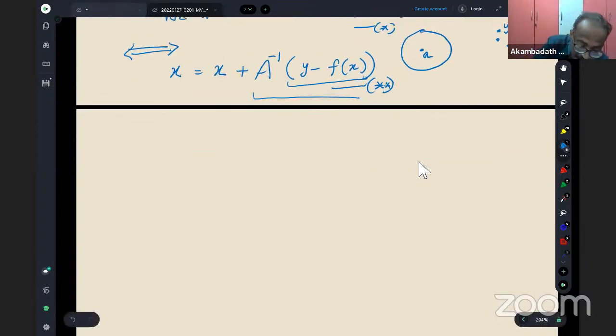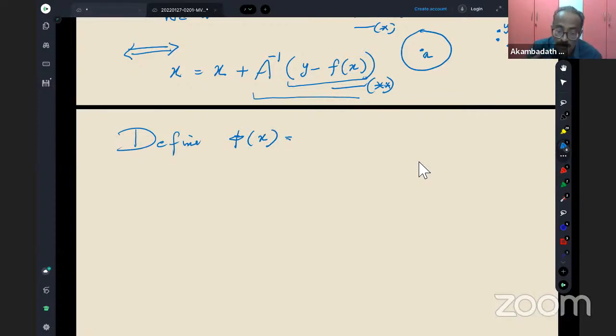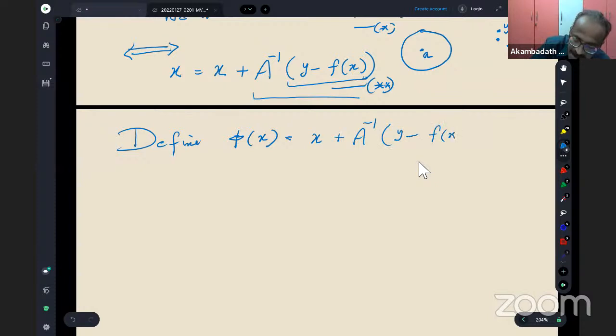So I will define phi of x. In case I don't complete the proof, I would like all of you to go through the proof before the next class, because I don't want to repeat it. If you have doubt, I can clear it, but in case I don't complete it, I will start where I began. Phi of x equal to A inverse of y minus f of x. I want to go a little slowly because this is an important theorem we are proving.